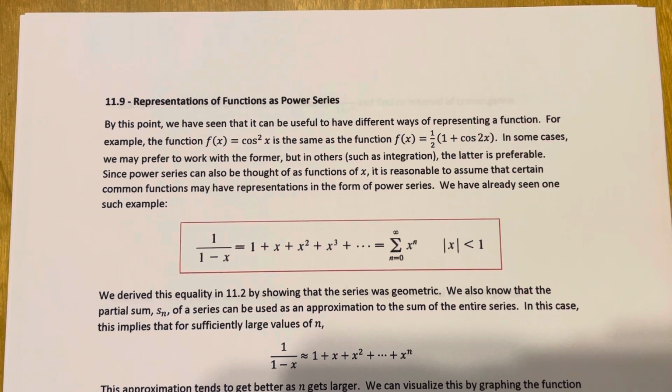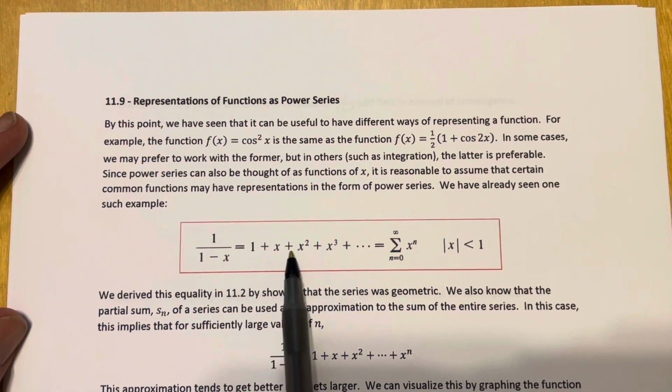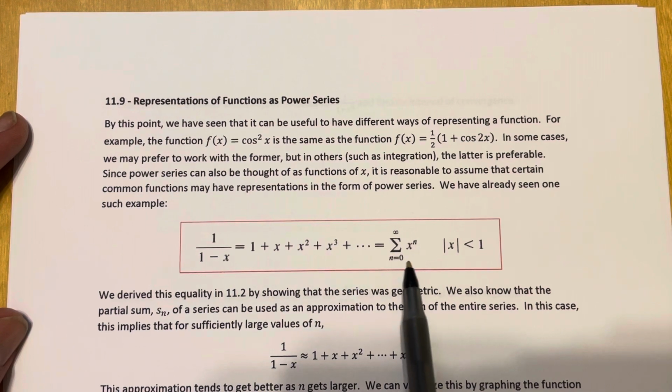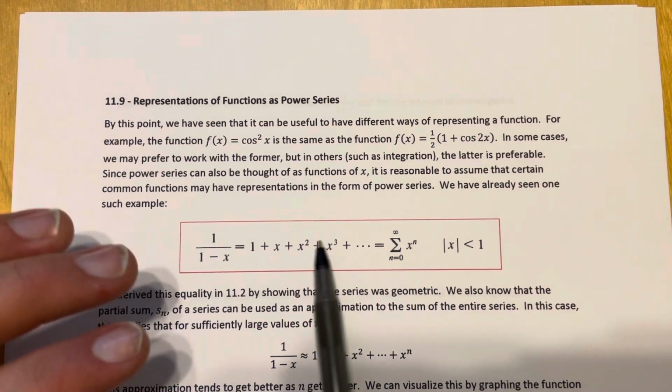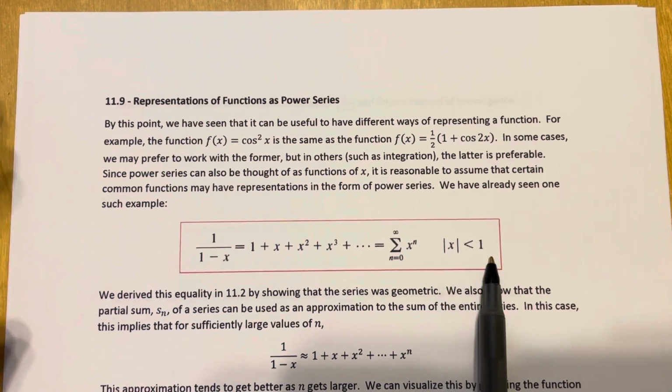And then starting in 11.10, we'll come up with a more wide-reaching method for coming up with power series representations of certain functions. So to start with, here's one we've already covered. The function 1 over 1 minus x is equal to this power series, 1 plus x plus x squared plus x cubed, and here it is in summation notation. It's only equal to this power series, though, if the absolute value of x is less than 1.